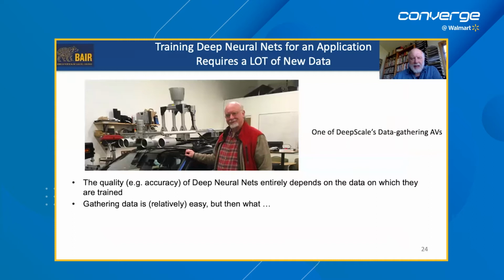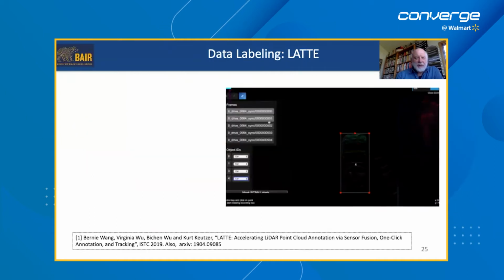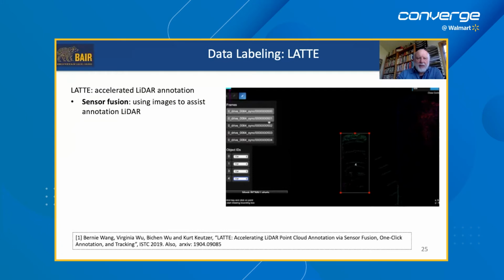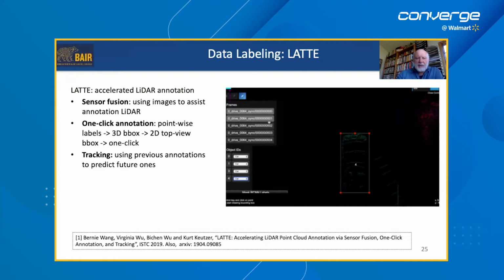So as I discovered at DeepScale, a startup that I co-founded with my grad student, Forrest Iandola, focused on ADAS and autonomous vehicles, the quality of deep neural nets entirely depends on the data that they're trained on, and gathering data is relatively easy. So what you see here is one of our cars that we use for gathering data. Once you gather that data, then you have to annotate it for it to be useful. And so what I'm showing here is the tool that we developed here at Berkeley for accelerating LiDAR annotation, which is particularly problematic. So we use these images to assist annotating LiDAR. We have a one-click annotation approach, and then we use tracking of the objects themselves, using previous annotations to predict future ones. And using these, we were able to get a 6x speed up in annotation.